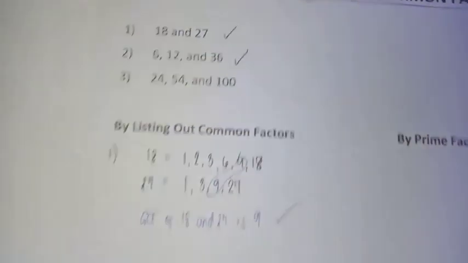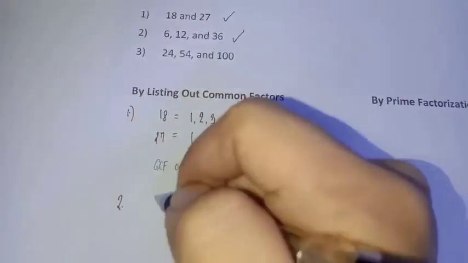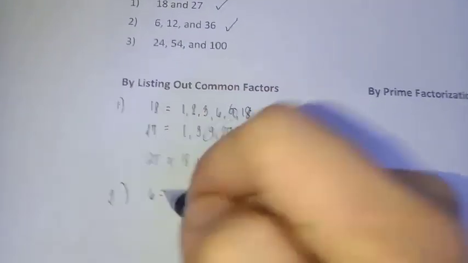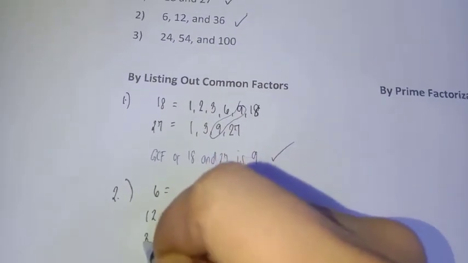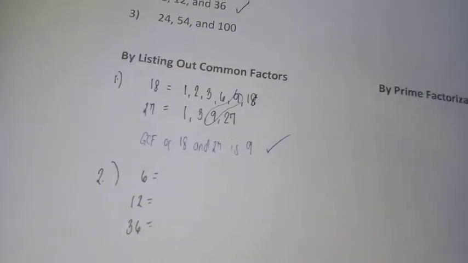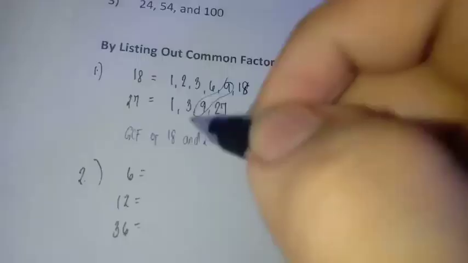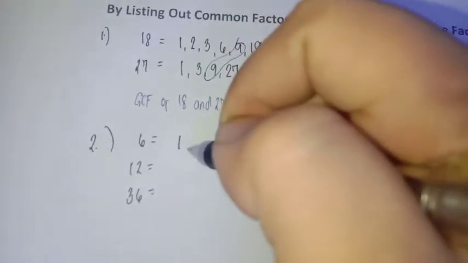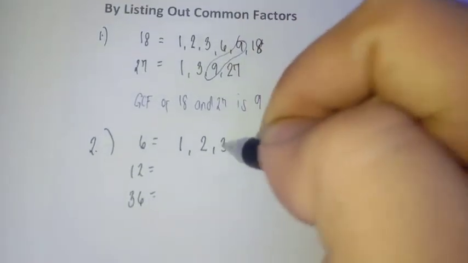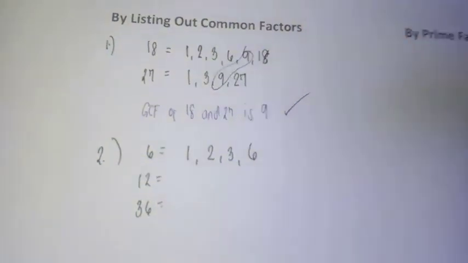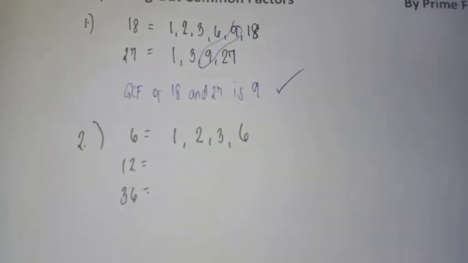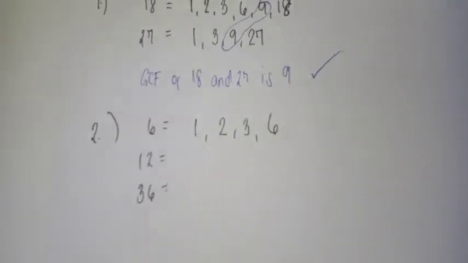So we have three numbers. We have 6, 12, and 36. So let's begin with number 6. So what are the factors of 6? We have 1, we have 2, we have 3, and we have 6. So there are 4 factors for the number 6.